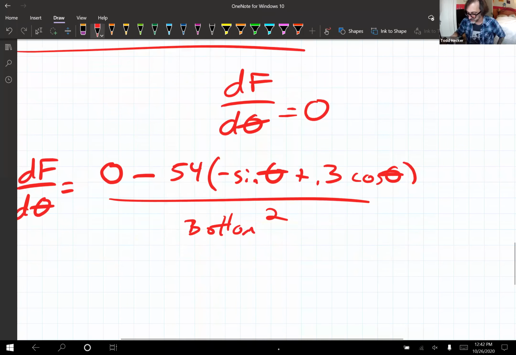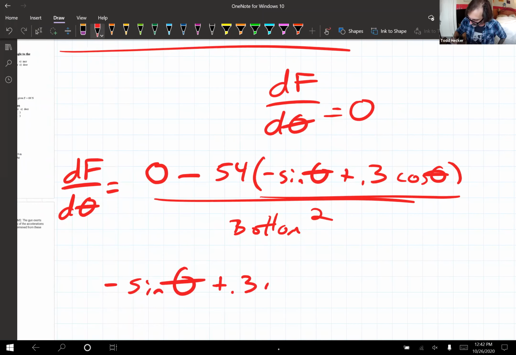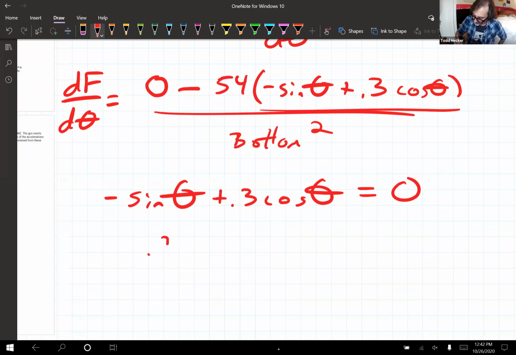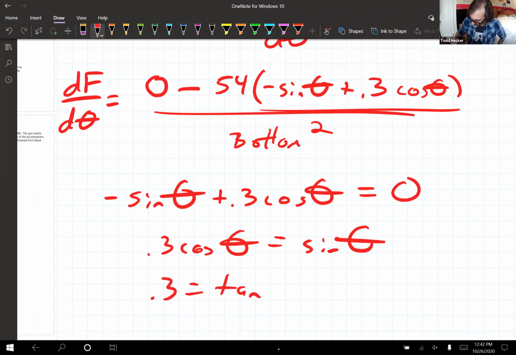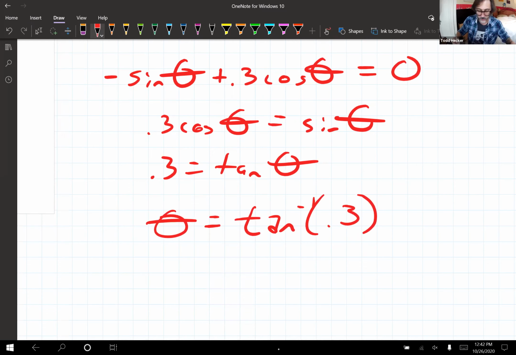Well, if my fraction here equals 0, that means the top has to equal 0. And the only way that's going to happen is if this is equal to 0. So we've got negative sine theta plus 0.3 cosine theta equals 0. So 0.3 cosine theta equals sine theta. Divide both sides by cosine. Sine over cosine is tangent. So now we can solve for our angle: inverse tangent of 0.3, which is like 16.7 degrees.